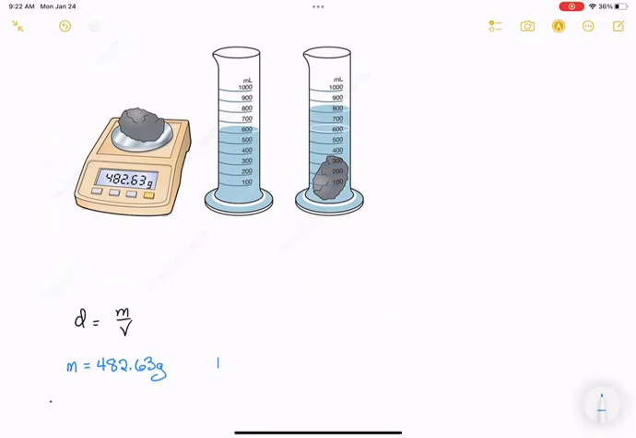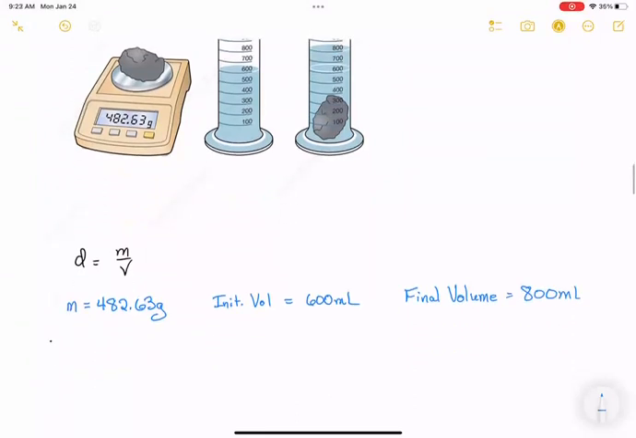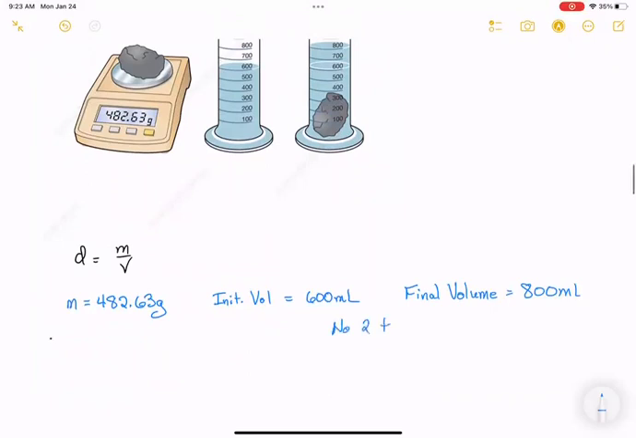We know that the initial volume is equal to 600 milliliters. And we know that the final volume is equal to 800 milliliters. Now, no two things can occupy the same space. So the volume of the rock is equal to the volume displaced.